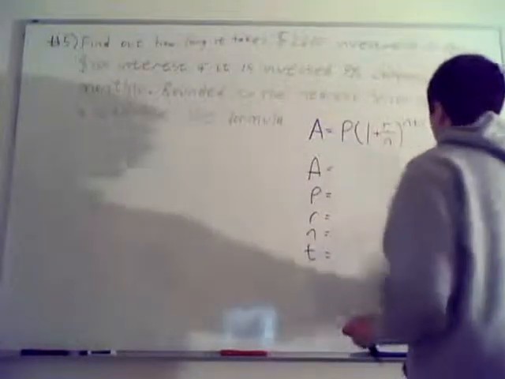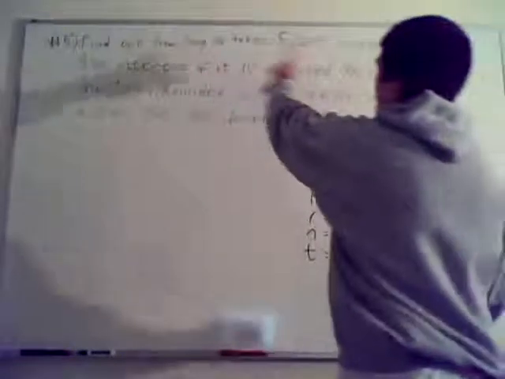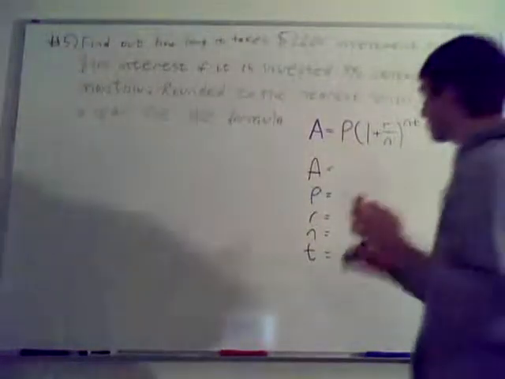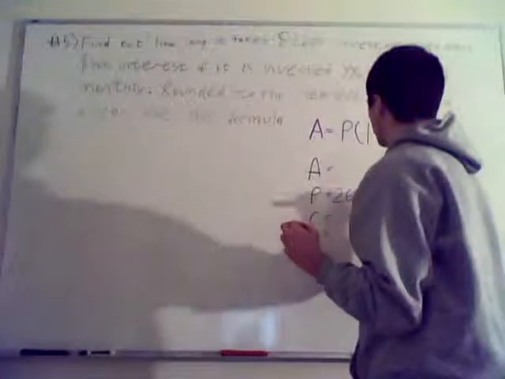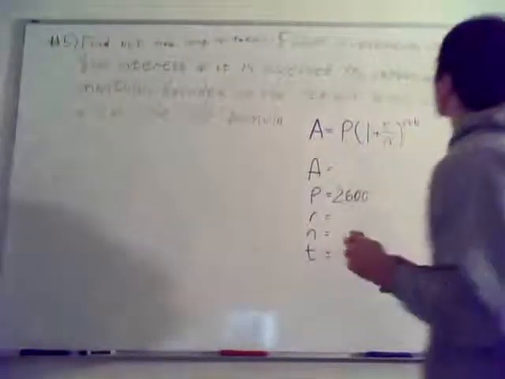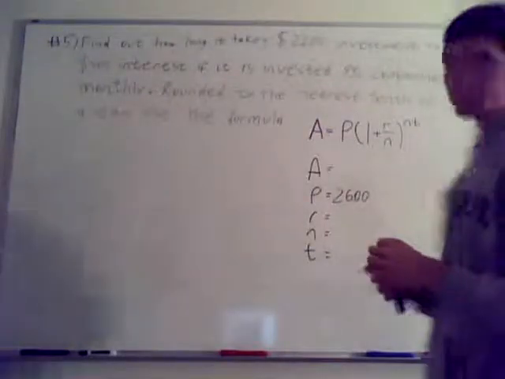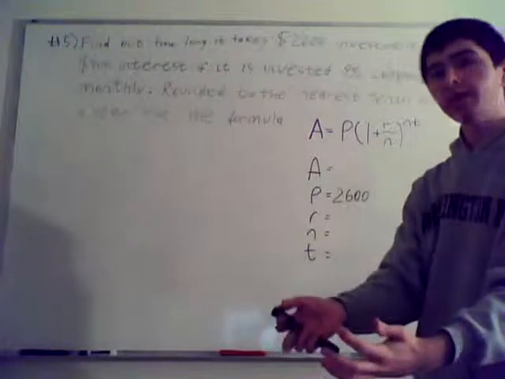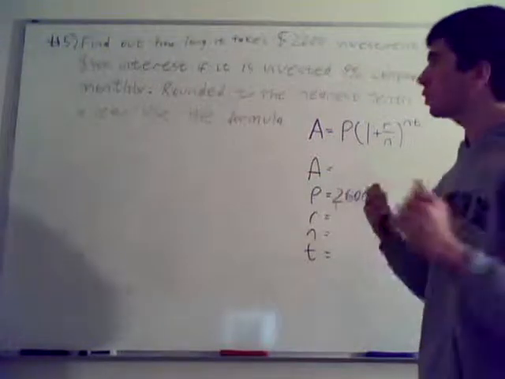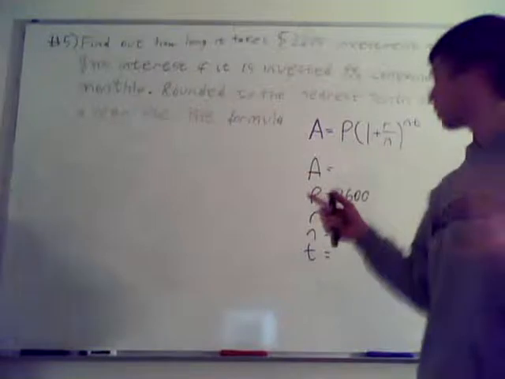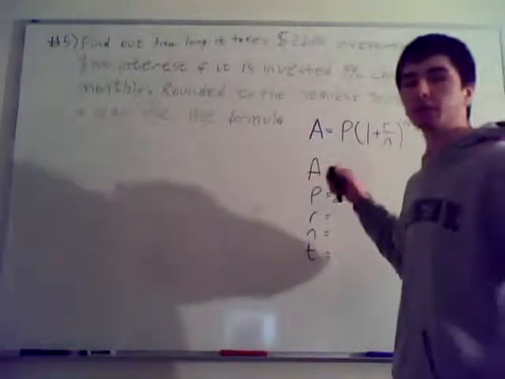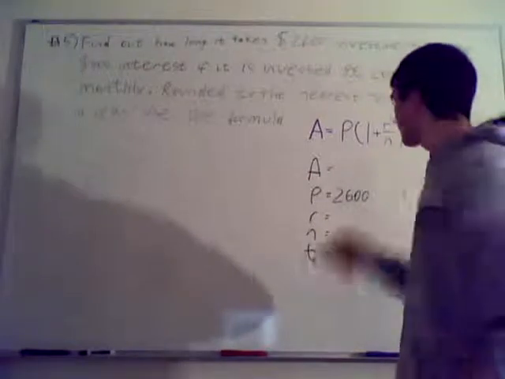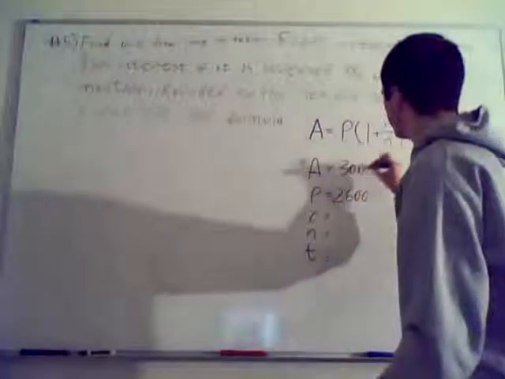Now, let's not start with A, let's start with P. How long does it take a $2,600 investment? That tells you it's the starting point. That's the money you have at the beginning. $2,600, to earn $400 of interest. Now, $400 is what you gain in the end, but you already had $2,600, so your A is going to be both of those together because it's your total amount of money. You didn't lose any money, you gained 400, so it's 3,000.